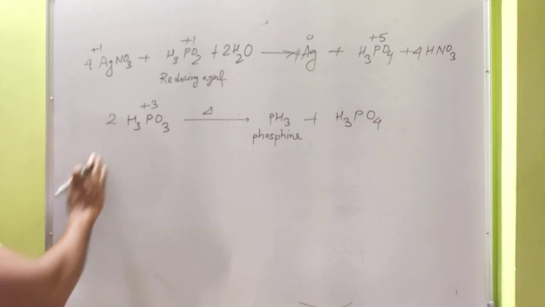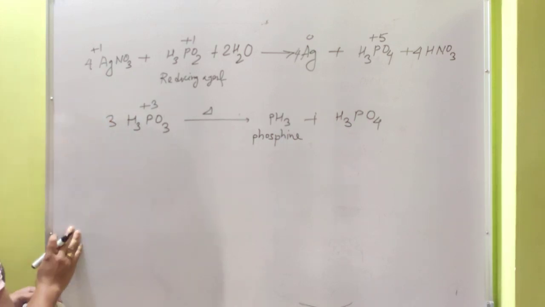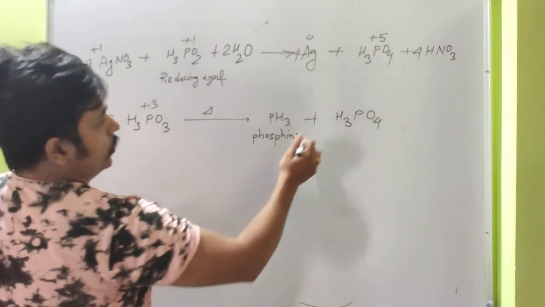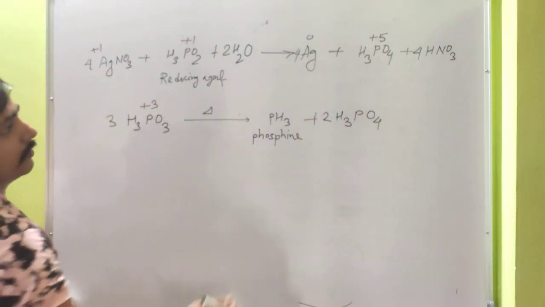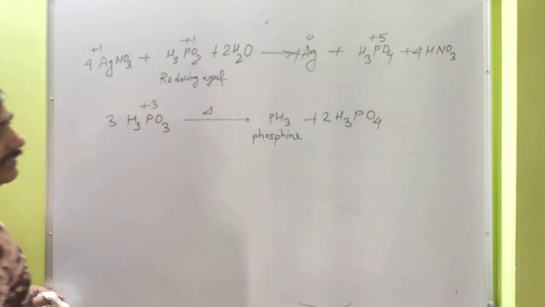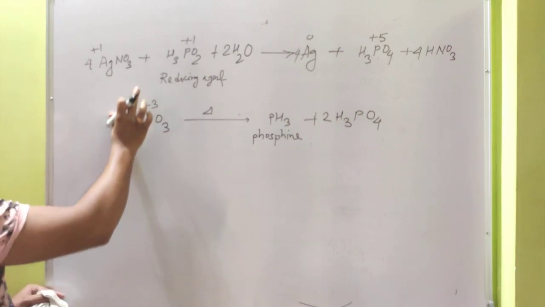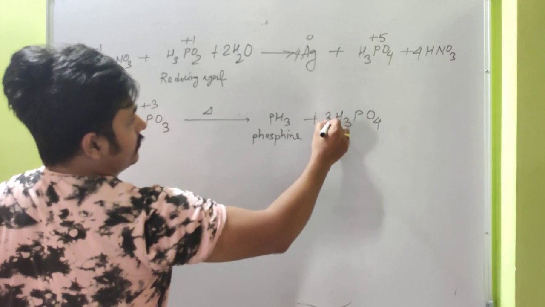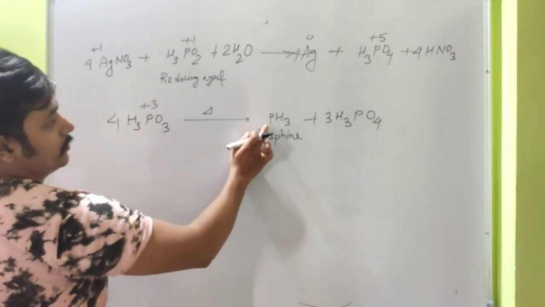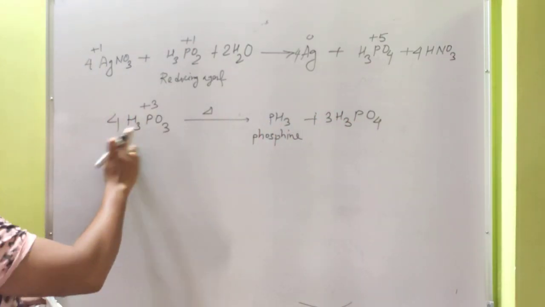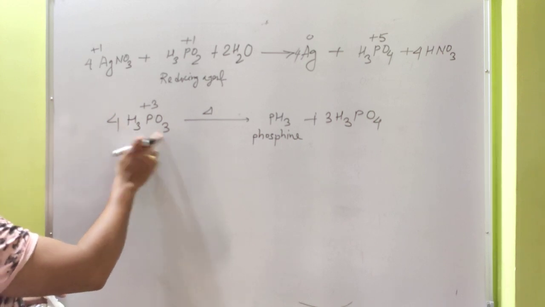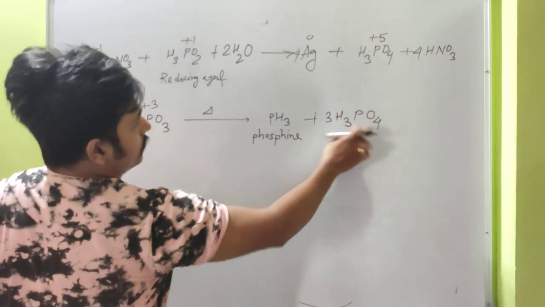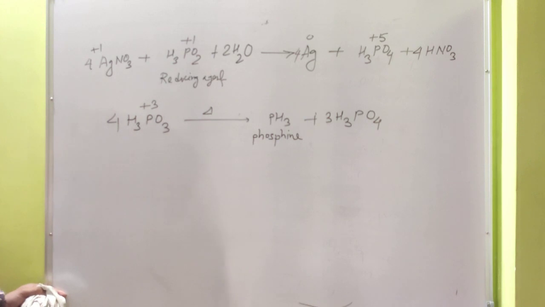Not possible. So place 3. 9 oxygen. You have to place 2 here. 8 oxygen. Again not balanced. Now place 4. Here 3 phosphorus plus 1, 4 phosphorus. 12 oxygen. Okay, no problem. This is the disproportionation reaction.